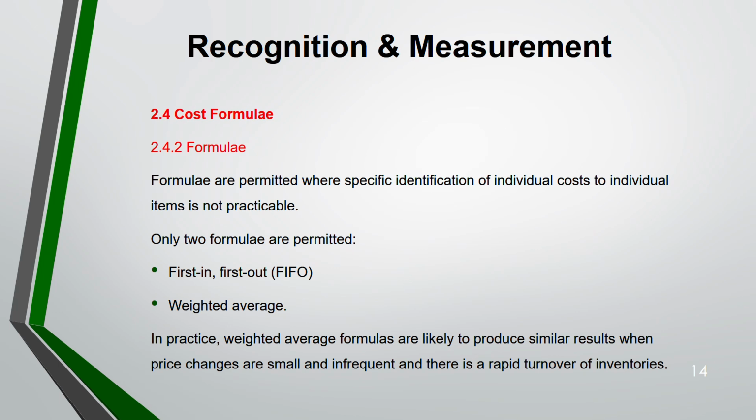Average formulas are likely to produce similar results when price changes are small and infrequent, and there's a rapid turnover of inventories. If price changes are not small, not frequent, and there's no rapid turnover, then FIFO is better. FIFO will give a better result.